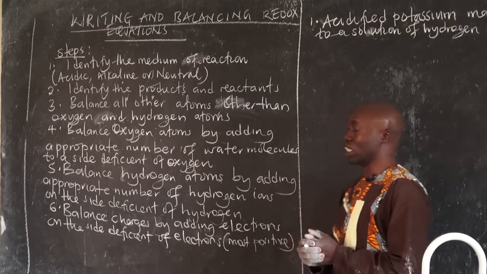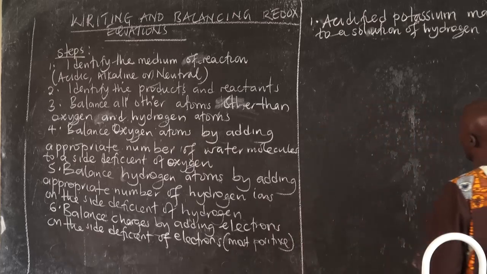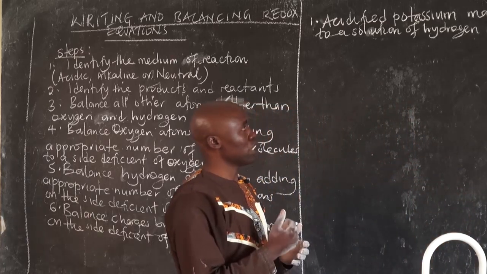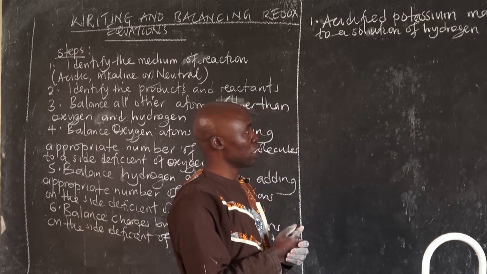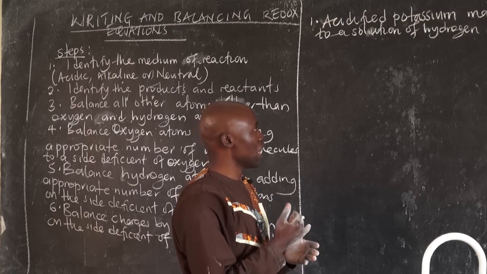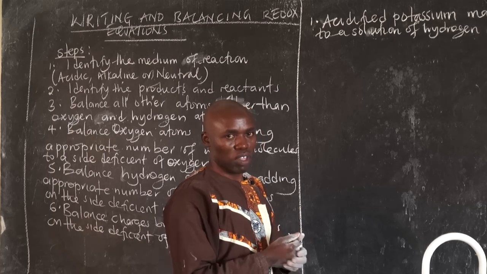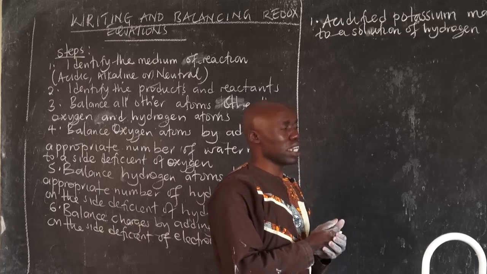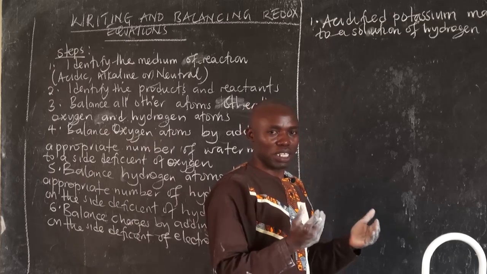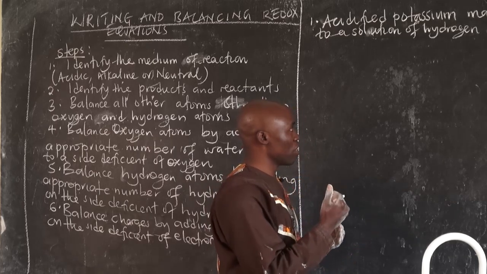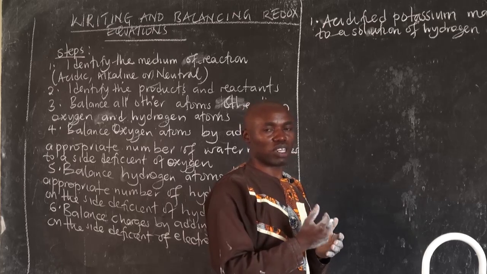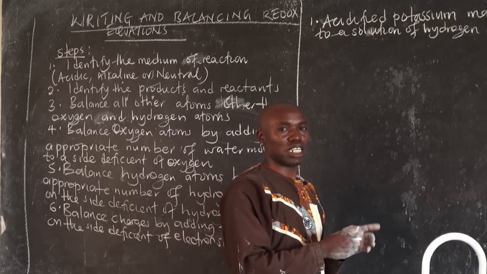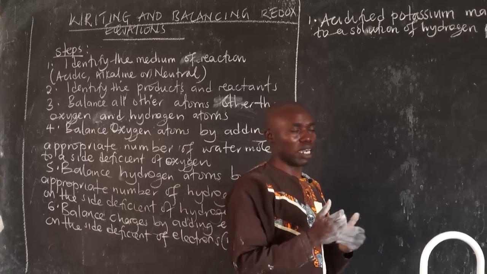Let's dive into the first example. Now the question says we have to write an equation between acidified potassium permanganate, potassium manganate 7, and hydrogen peroxide solution. Now for this case, manganate 7 ions are going to be taken to what? And hydrogen peroxide will consequently be taken to what? So manganate 7, the highest oxidation state, is going to be reduced to manganese 2 ions.